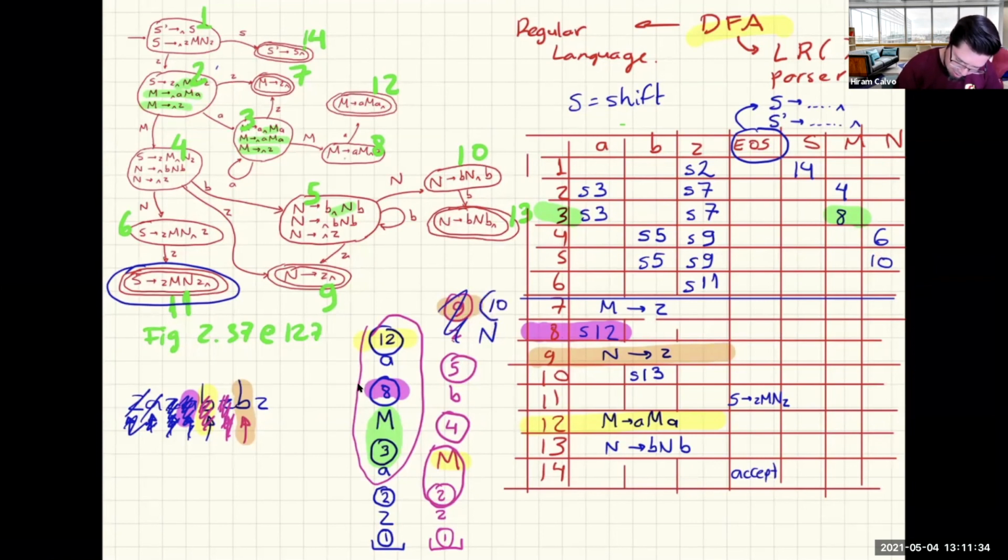Go to 10. And again, we compare 10 and B, shift it and move to 13. Shift it, B, and move to 13. And now we don't have too much space here, so let's erase this part. Shift it and move to 13. And 13 and Z says 13 and Z.